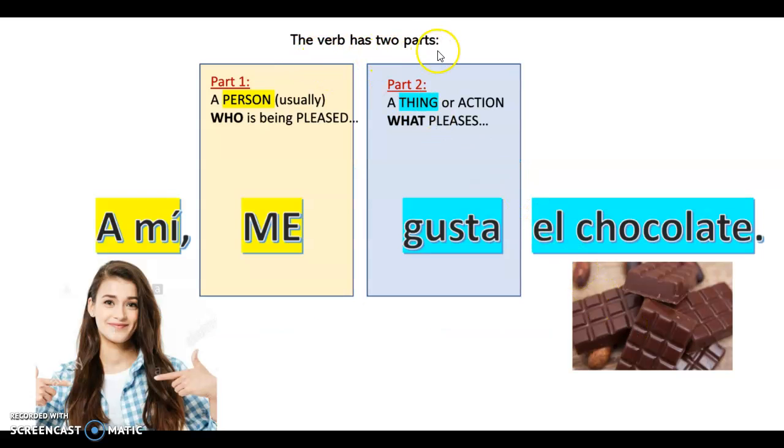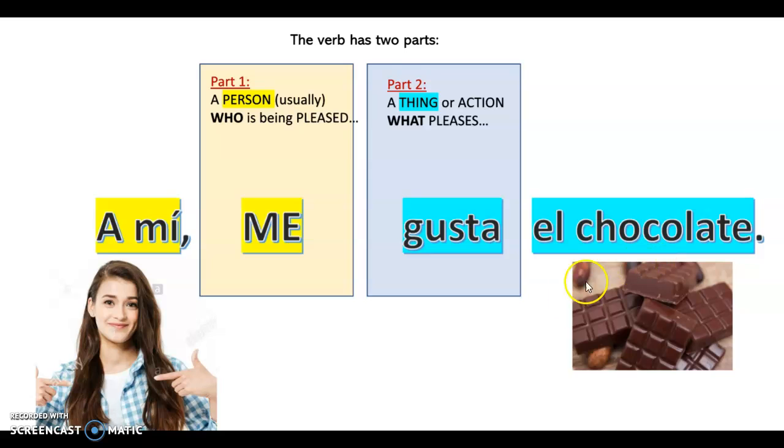So the verb has two parts. The first part is usually a person and who is being pleased. So in this instance, it's me. So a mí, me. Me is the indirect object pronoun to share with the world that I'm the one that's being pleased. Part two is the thing, or sometimes an action, that is doing the pleasing.